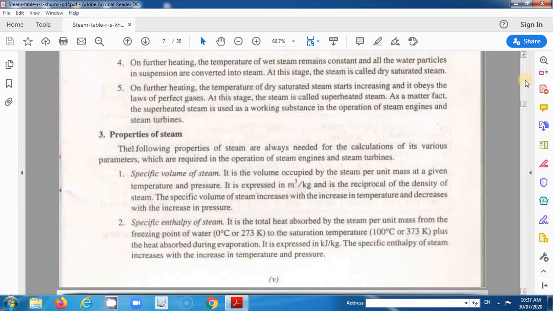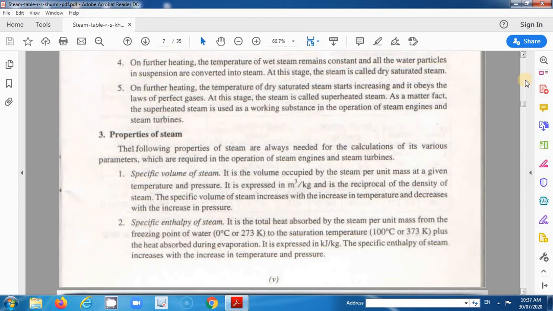It is the volume occupied by steam per unit mass at a given temperature and pressure. It is expressed in meter cube per kg and is the reciprocal of the density of the steam. So the specific volume of steam is the reciprocal of the density of the steam.